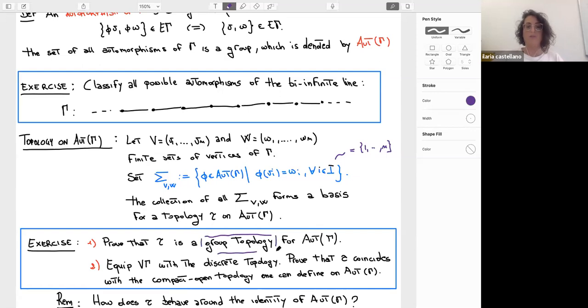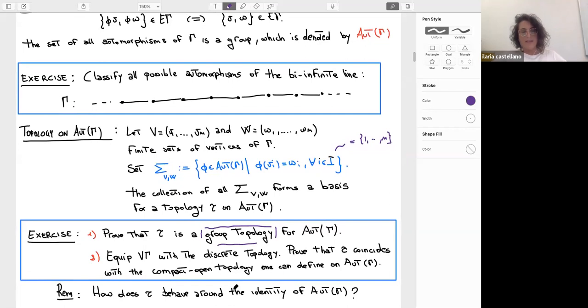Whenever I use this term, it means that the topology I have on the group, if I look at the group as a space, has to be compatible with multiplication and inversion. So it is defining a topological group, because of course you can have different topologies on the same space, but they cannot give you a topological group.